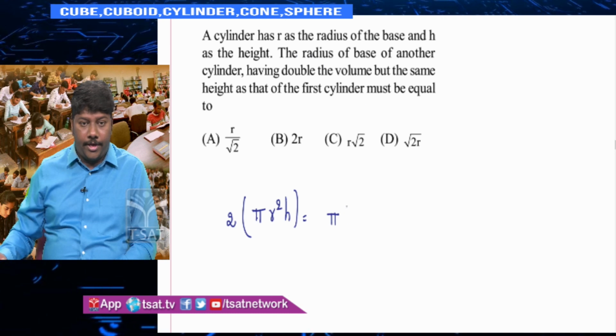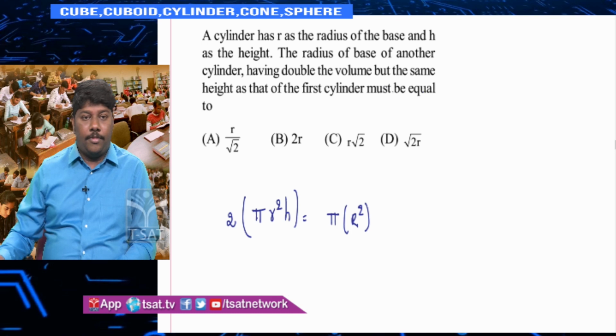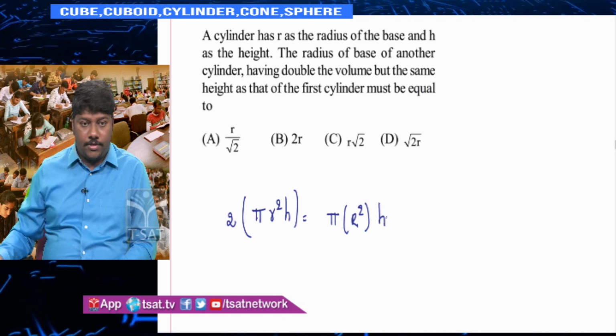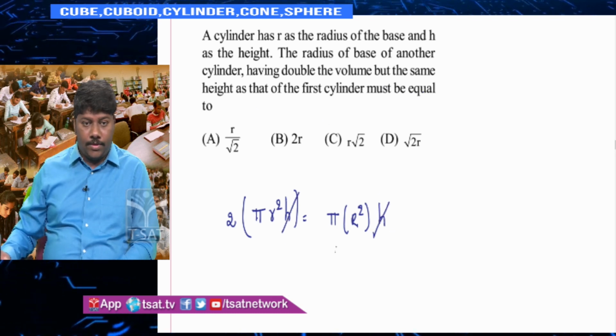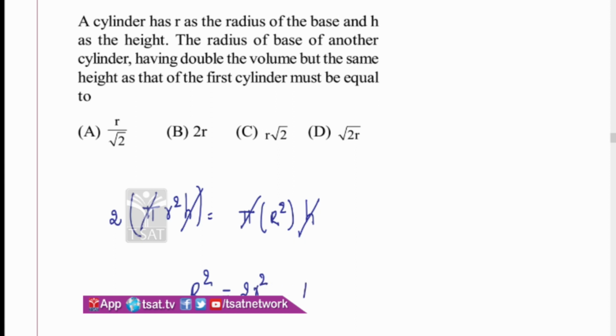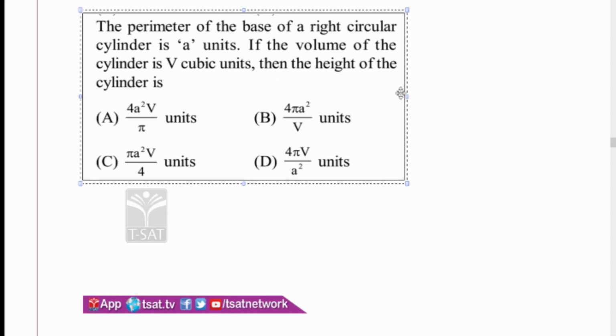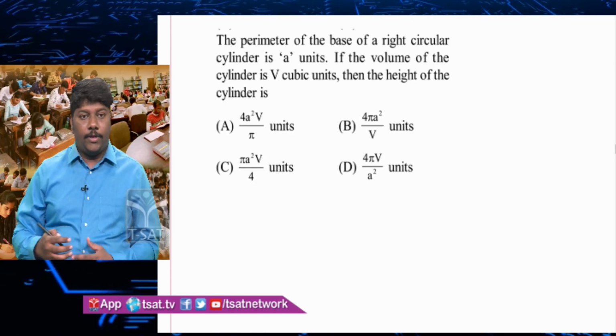The radius you need to find out, let it be capital R. Having double the volume and the same height. So h you cancel. Pi also cancel it. So he is saying R square is equal to 2 times r square. R is equal to root 2 times small r. So it is root 2 times small r.